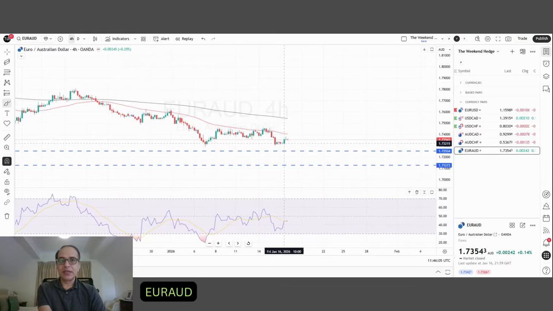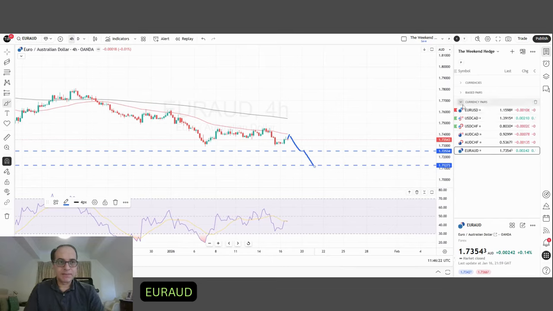And so any pullback that we see here in this pair, I would be looking at entering sell trades first into the 1.725 level, and then further into the 1.712 level to book in my profits.